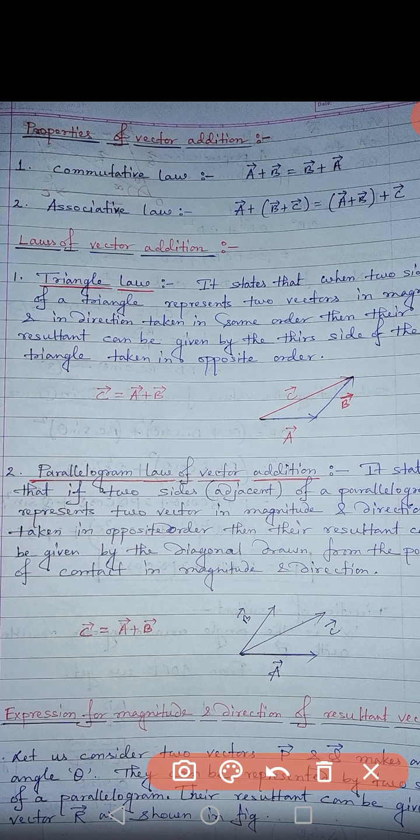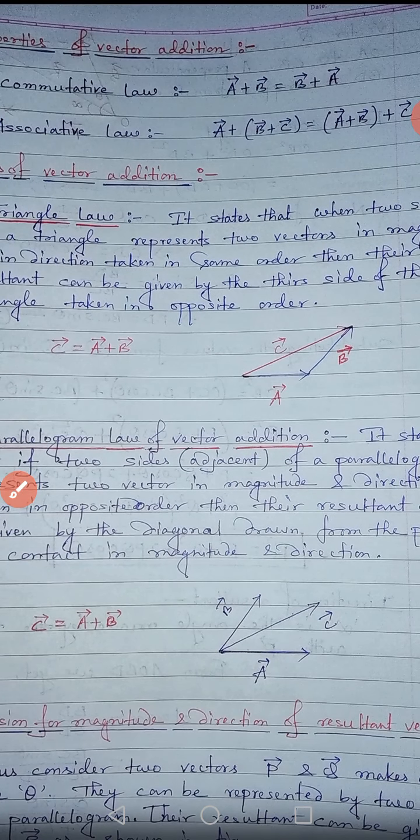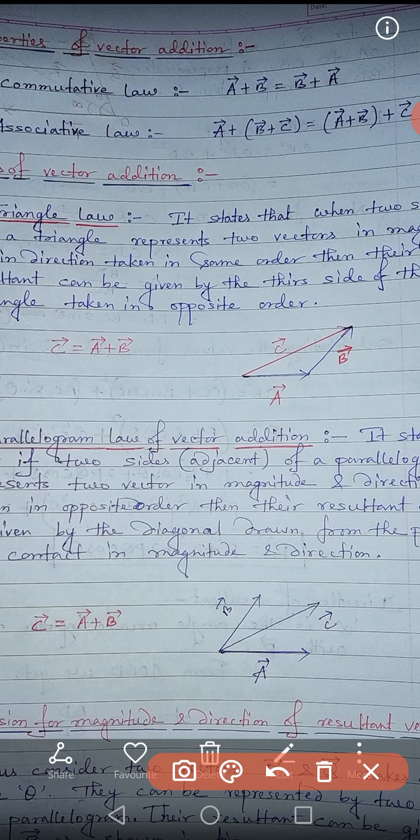Next is the parallelogram law of vector addition. Suppose now we have two more vectors, one is vector A and the other one is vector B. Here vector A is given by one side of a parallelogram, and vector B is given by another side of the parallelogram. Both are in opposite order, and they are the adjacent sides of a parallelogram. If it is so, then their resultant can be given by the diagonal of the parallelogram.